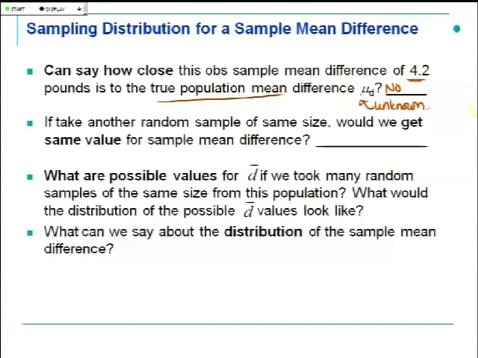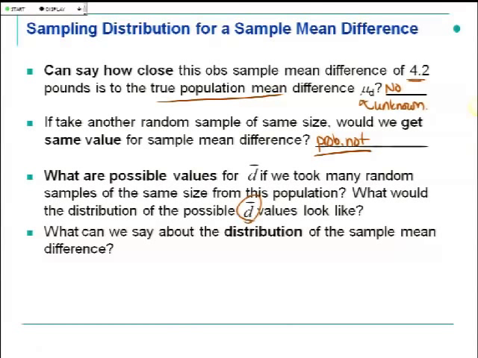What if we took another random sample? Are we going to get 4.2 every time we take 60 students and get their average weight gain? No, probably not. It's going to vary some. It might get another 4.2 somewhere. It will possibly have some numbers that repeat, but they are going to vary. What are those possible values if we did take many samples over and over? What would the distribution of those possible sample mean differences be? In other words, what is the sampling distribution of this new statistic?